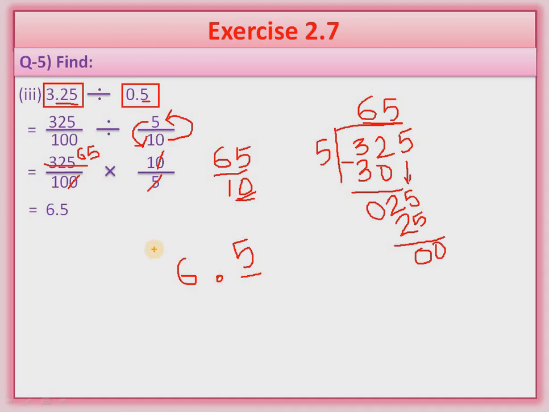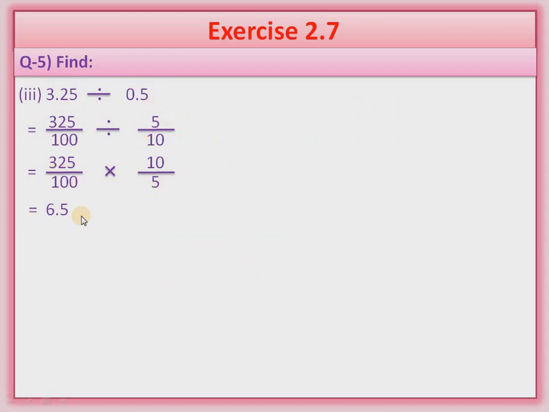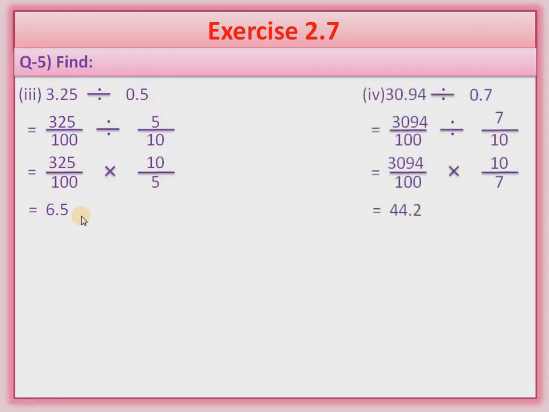So what is the answer, beta? The answer is 6.5. So here I have written the answer 6.5. Clear what I am telling you, beta? Understood? So this is the solution of question number 3. Clear? Now question number 4.